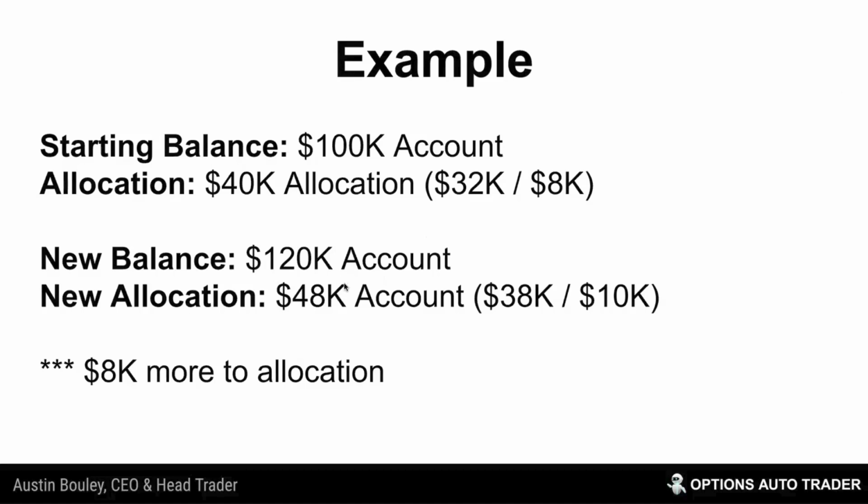Now, new allocation becomes $48,000 to be traded with. Okay. That means 38 grand is going to go to our long-term bots and 10 grand to our daily income. This means we're going to cap out our daily income bot at 10,000. We're going to cap it there, which means all extra funds moving forward will then get deployed in the long-term bots. So basically, we have $8,000 more to allocate than we did last year.